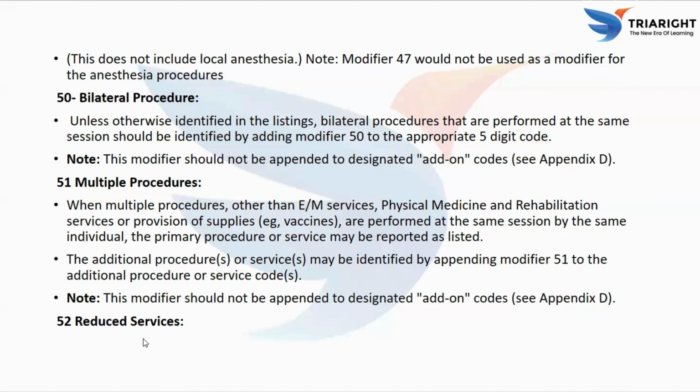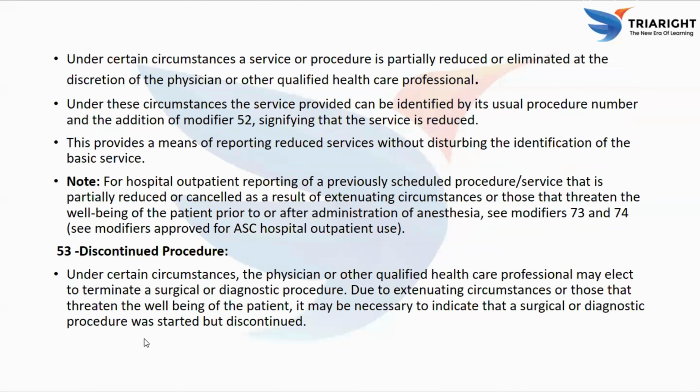52, reduced services. Modifier 52 is used when a procedure is performed but not completely, so the doctor decides to do less work than usual. When is modifier 52 used? When the procedure is partially done, the scope or extent is reduced, and there is no emergency stopping the procedure. Usually no anesthesia is involved with this modifier 52. Example: a colonoscopy planned for full length but only part is examined, or an imaging study done with fewer views than normal. In these cases, you have to assign the 52 modifier.